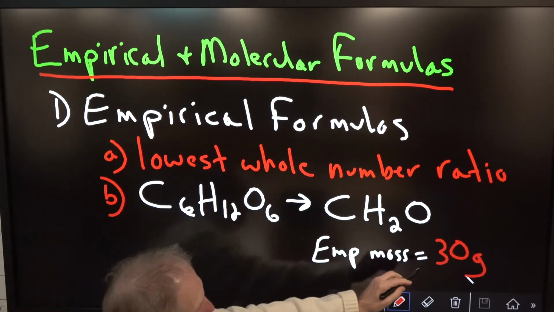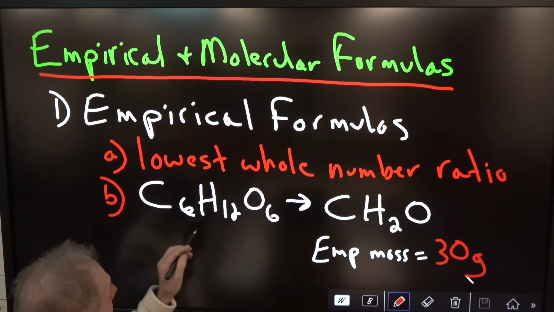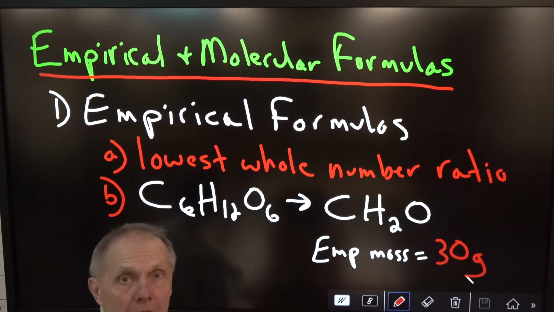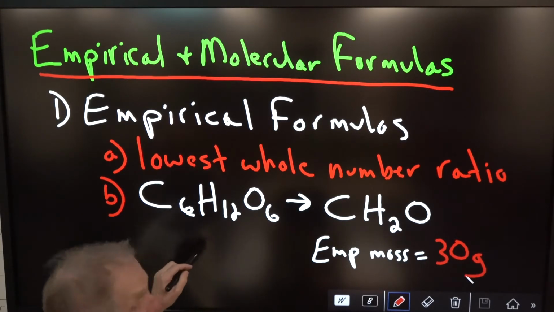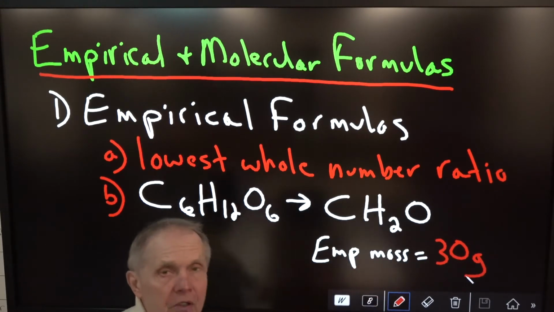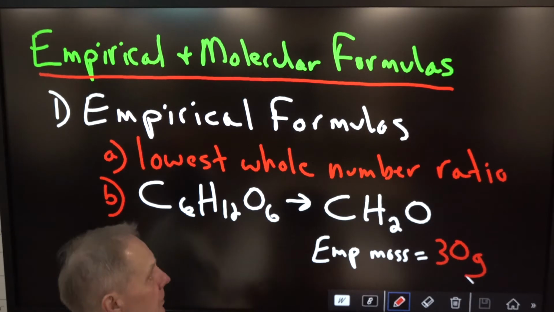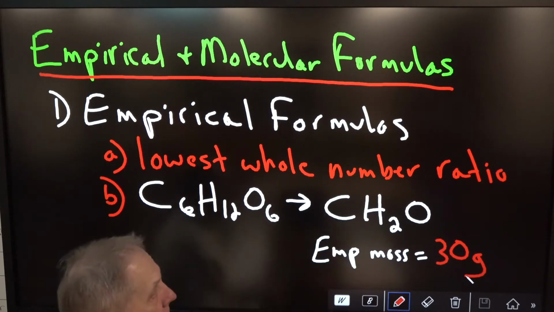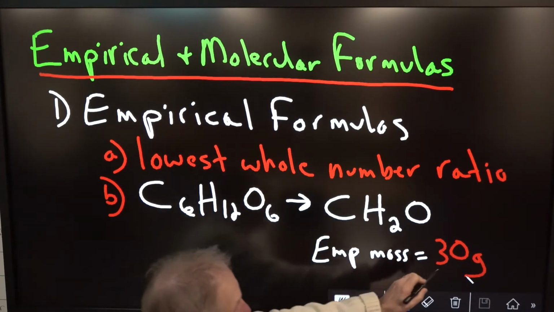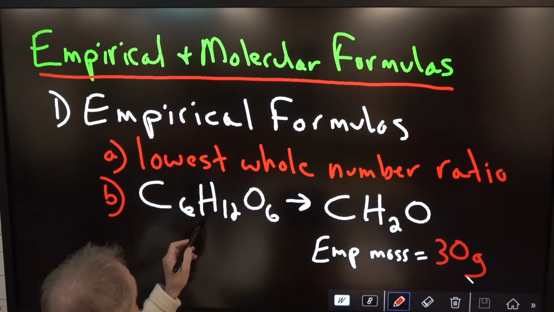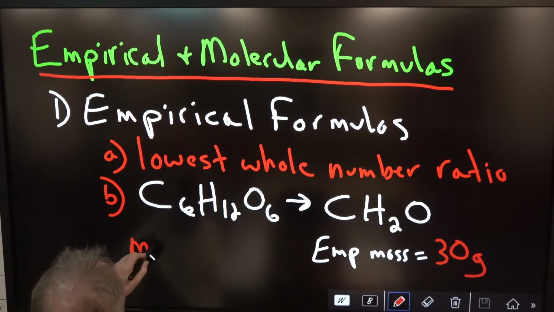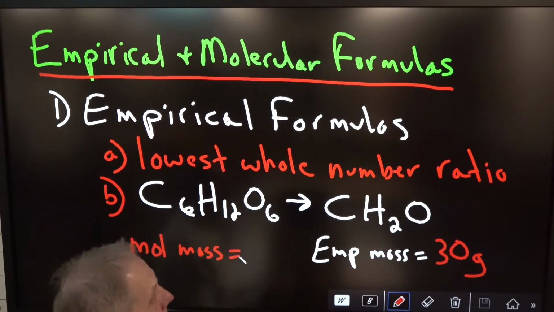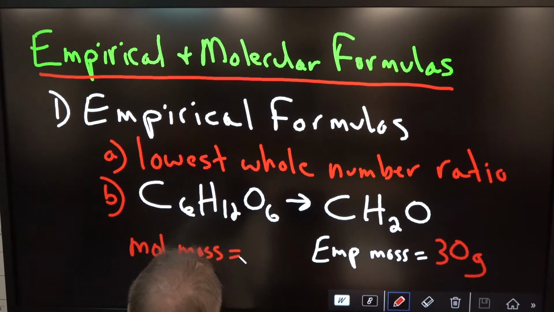So if the empirical mass is 30 grams and the molecular formula is a multiple of the empirical, well then the molecular mass must be a multiple of the empirical mass. So all I have to do is, well, this is 6 times more than that. So what we do is 6 times 30. So this molecular mass must be equal to 6 times 30 or 180 grams.